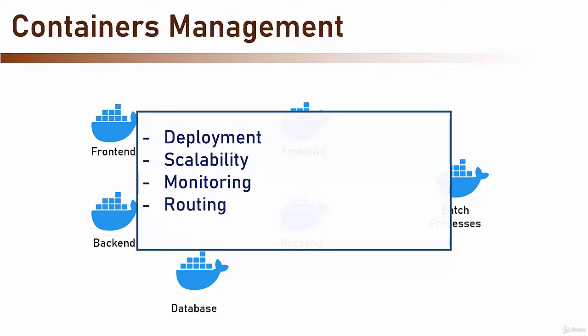Routing. If we have more than one instance of a container, we need a routing mechanism similar to load balancer to route the request to the container instance. And high availability. How to make sure our container-based system can deal with crashes and errors.